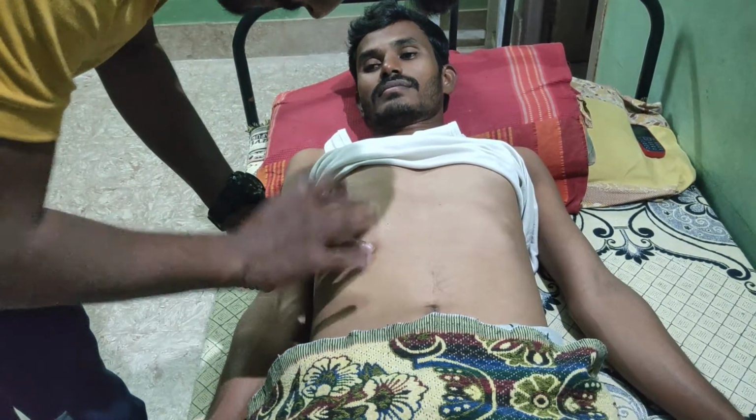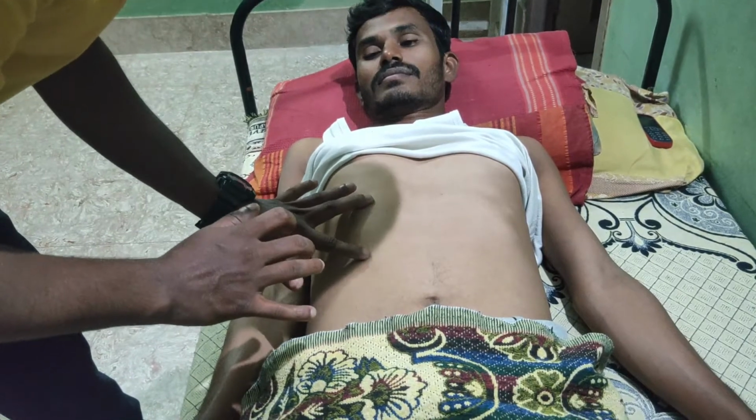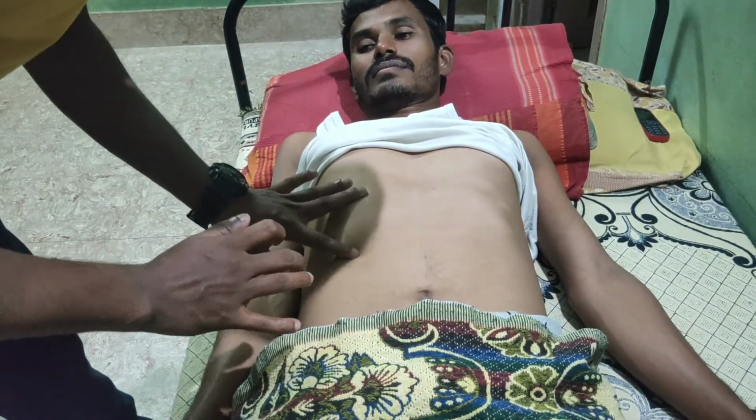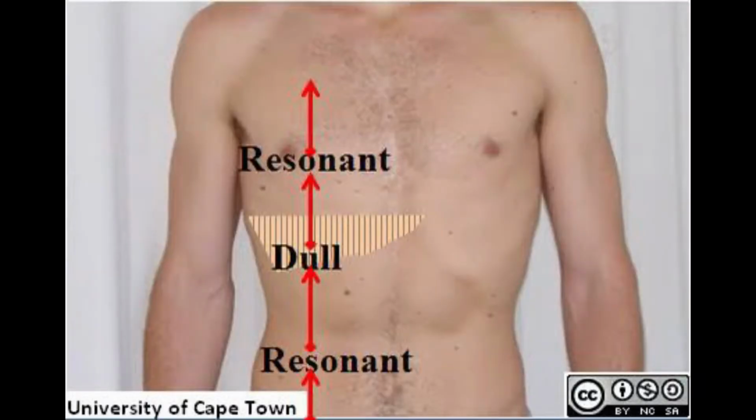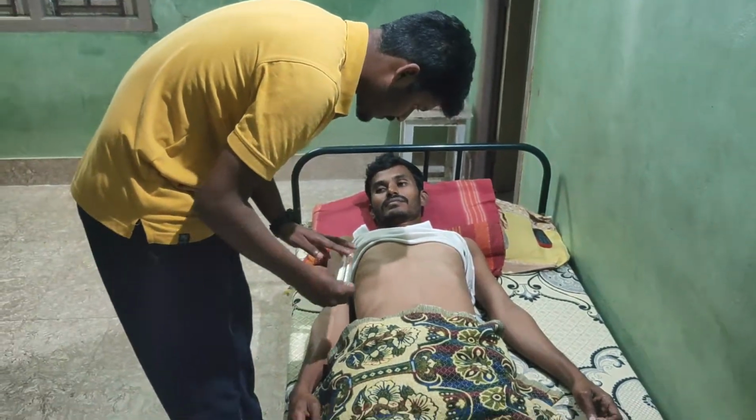Next, identify the upper border of liver dullness. Starting at the nipple line, percuss downward in the mid-clavicular line until lung resonance shifts to liver dullness. Measure the span of liver dullness.